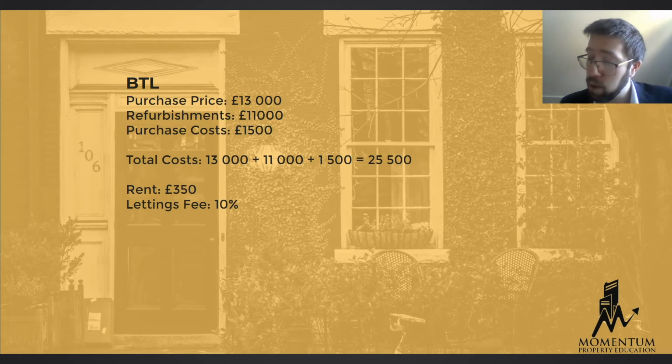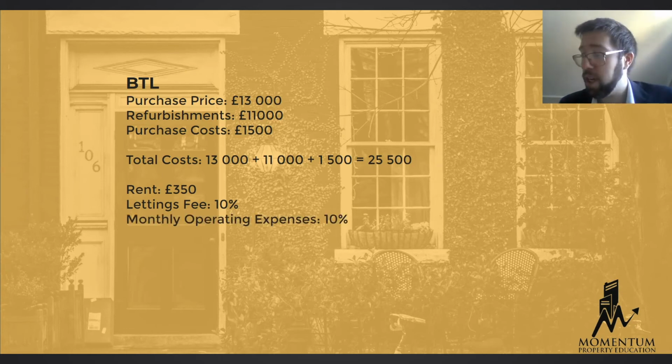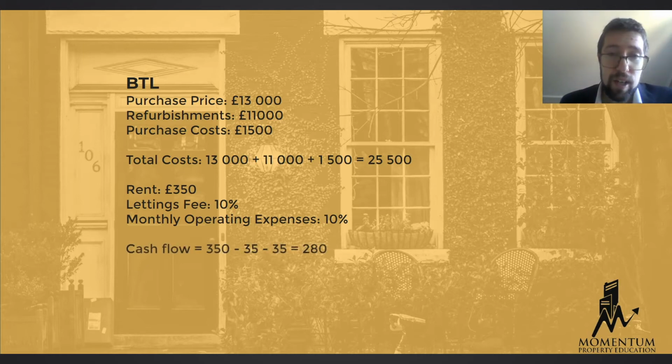We pay 10% to our management agent, our letting agent who runs this for us, and we put away 10% for monthly operating expenses. So ongoing refurb, council tax is covered by the tenant, but insurance and things like that. So if we do the numbers now, cash flow, remember, that's rent, and then you subtract your costs. So our rent is £350 minus our letting fee, which is 10%, so £35, minus our monthly operating expenses, 10%, and our cash flow is £280 a month.